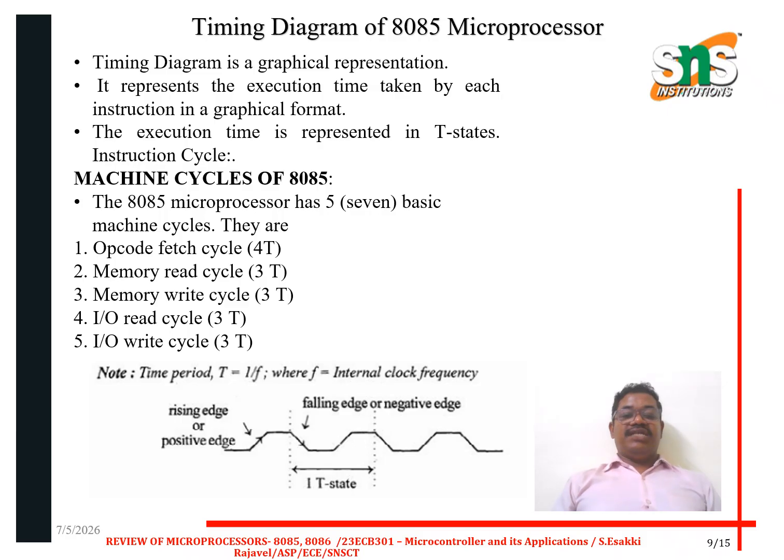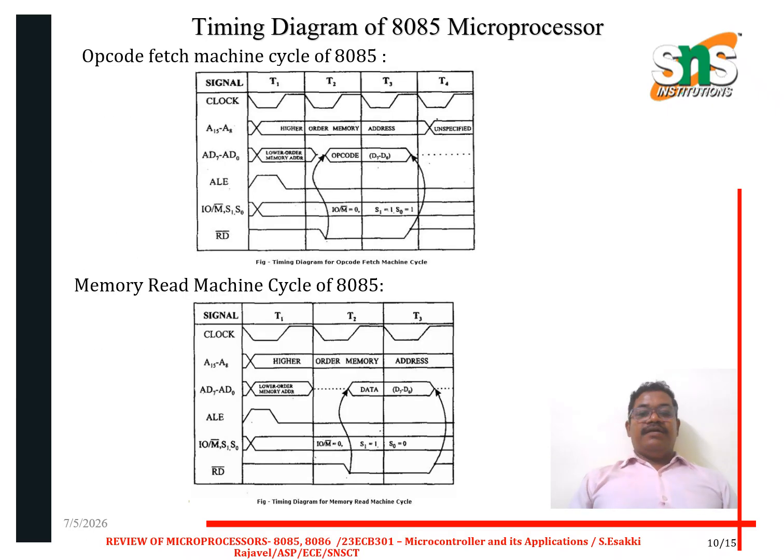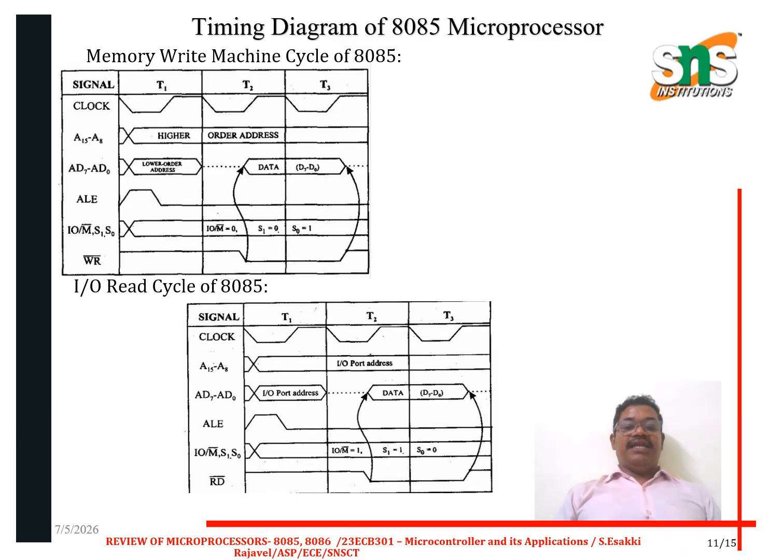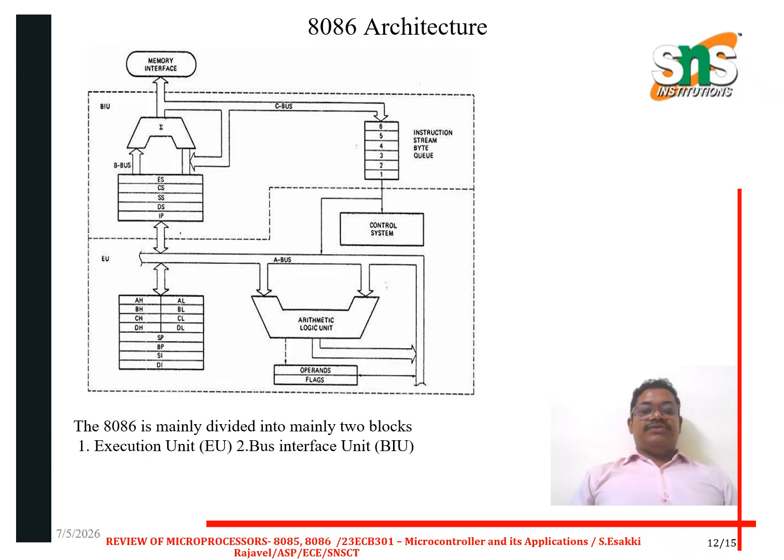One is the opcode fetch cycle, another is the memory read cycle, the memory write cycle, the IO read cycle as well as the IO write cycle. So this is the timing diagram of the 8085 processor. The timing diagram of the opcode fetch machine cycle is an 8-bit cycle and it can be further moved into the memory read cycle and the next memory read cycle.